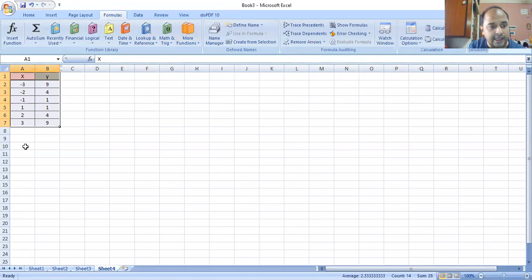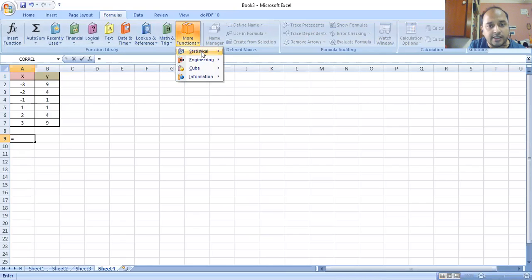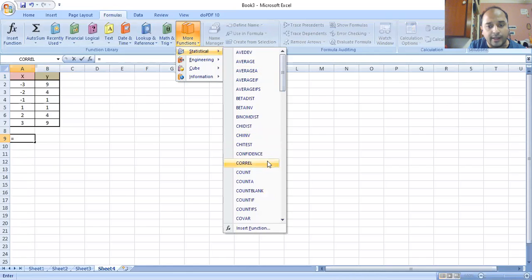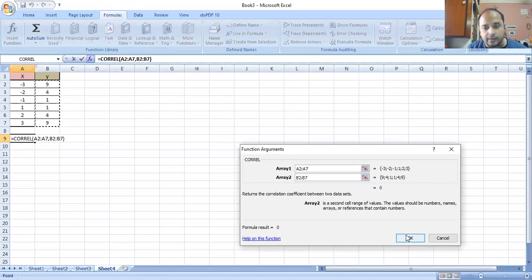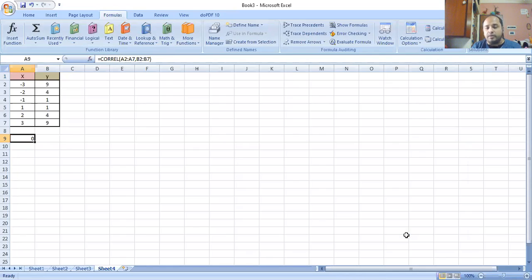Okay, so for this I have to select a blank cell, and then I'm going to double click on it, and then click on more functions, go to statistical, find CORREL, and here you find this A2 to A7, and for array 2 you find this, and you see the correlation coefficient is 0 between them. So what I found manually, it is true over here.